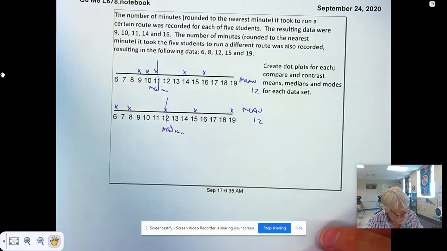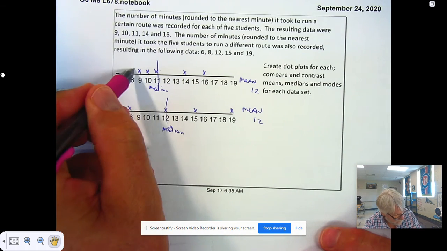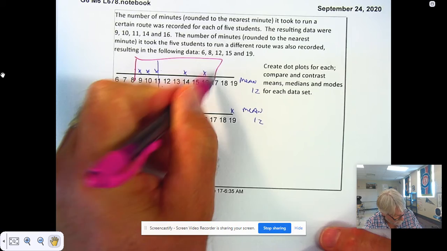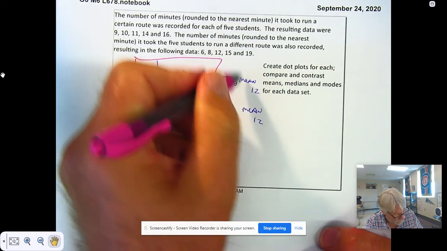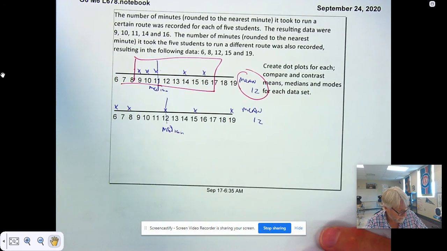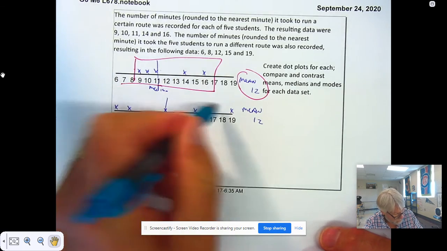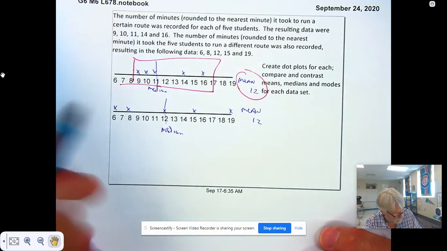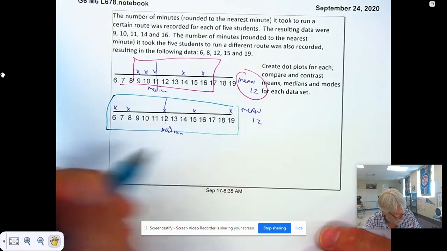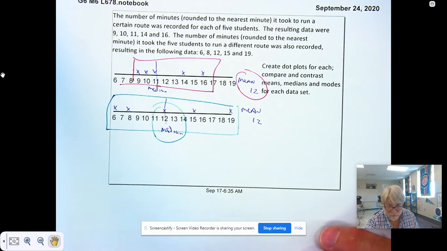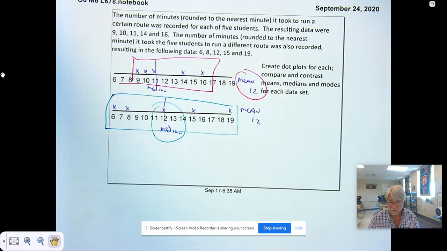So now, which would give you the best representation of center? In this data that is less variable, the best representation of center is the mean. With a larger variability here, the best representation is the median. We'll talk more about this later.